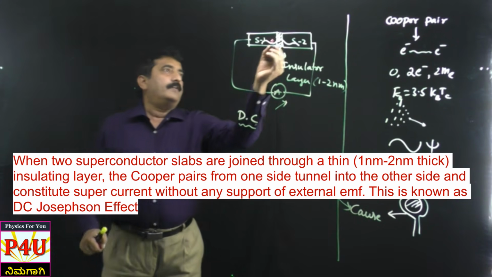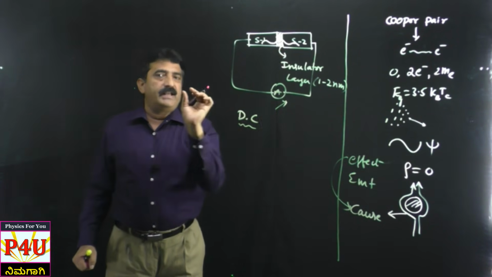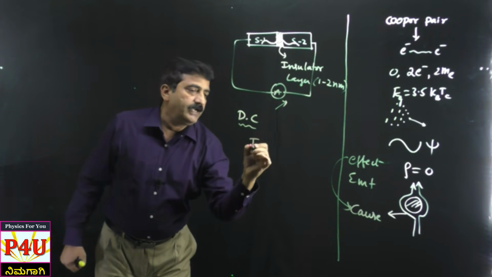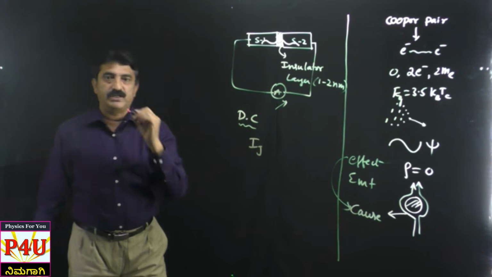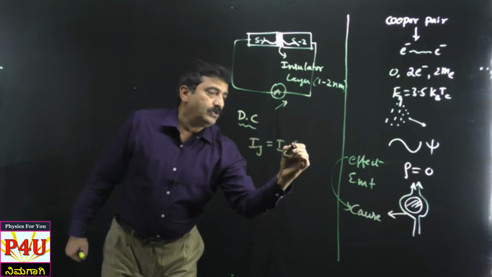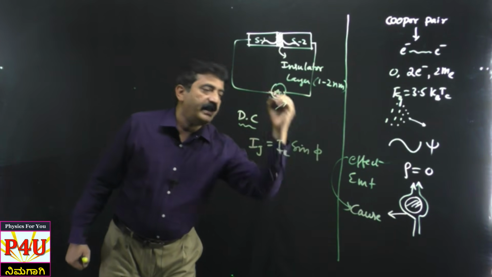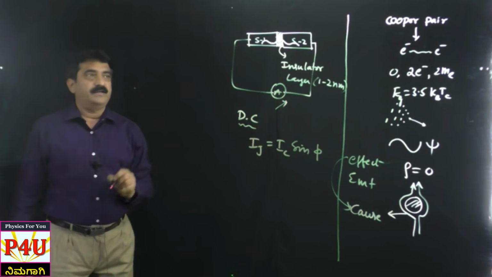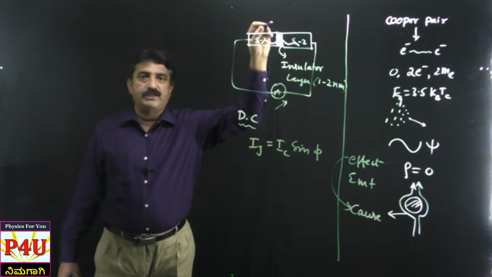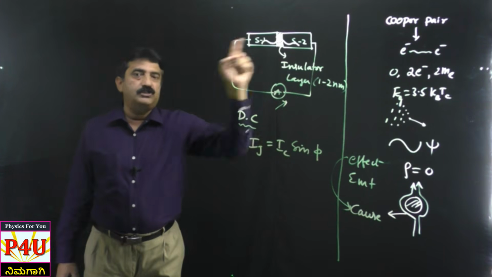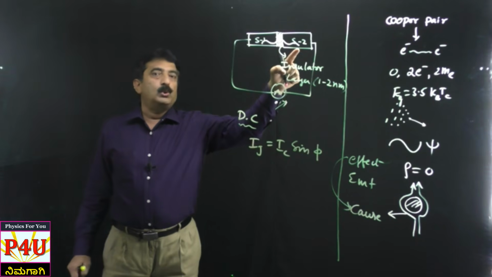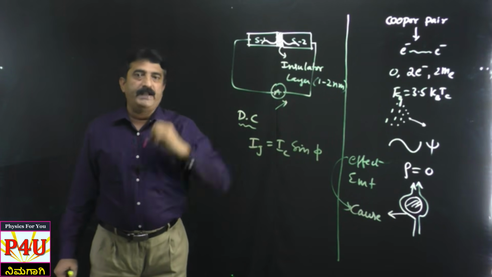Now, if this layer is very small, then current starts flowing, and that current, I call it IJ, called junction current, is equal to IC, some constant, into sine of phi. Sir, what is phi here? I tell you, actually this is called a Josephson junction. Here onwards I call it a Josephson junction. What is a Josephson junction? It is a combination of two superconductors and one insulating layer.